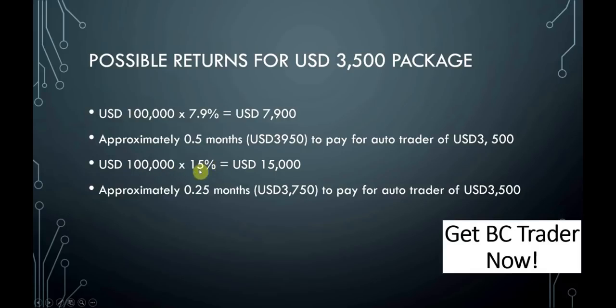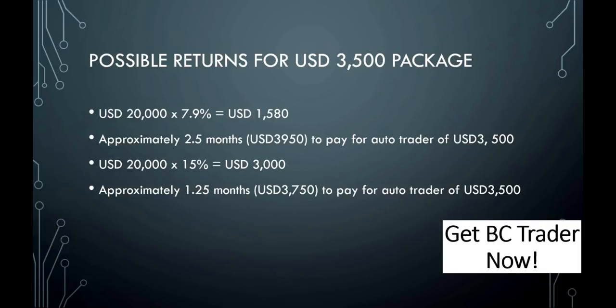Now, at Mr. Russ's estimate of 15%, you'll be making 15,000 in your first month, which basically means that is about 0.25 months or about a week. Okay, so at 15%, you can make back your cost in about a week. I'm talking about the cost that you're paying for the license. Okay, and then after that, it's going to be all in profit.